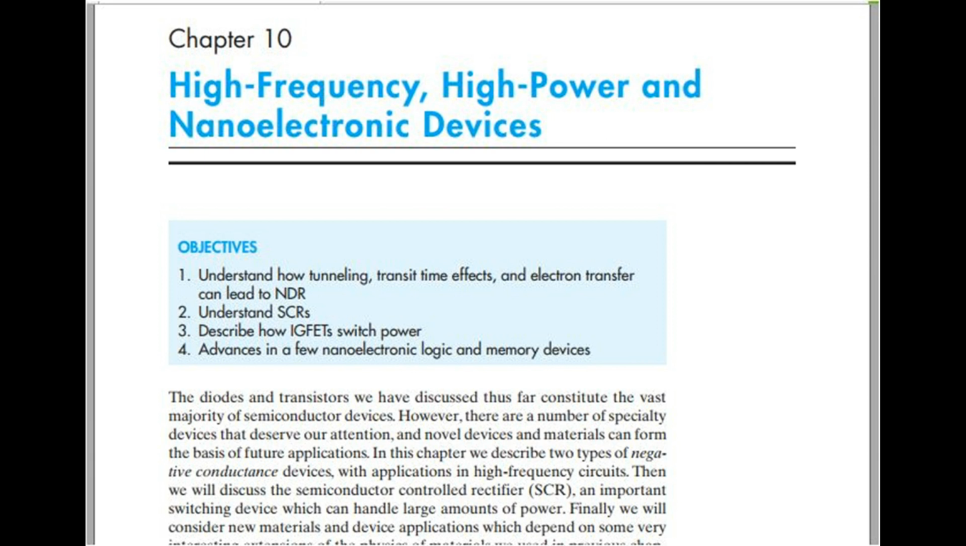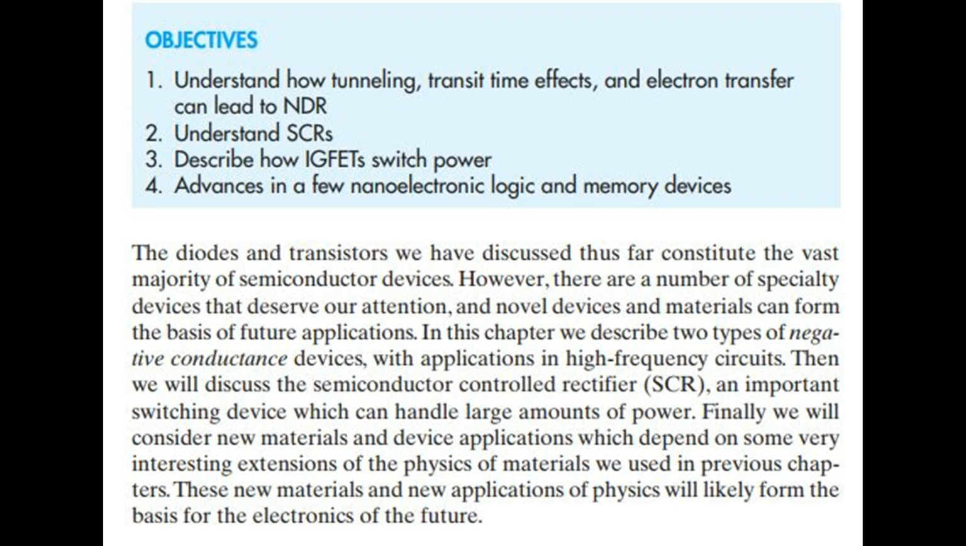2. Understand silicon-controlled rectifiers. 3. Describe how insulated gate field effect transistors switch power. 4. Advances in a few nanoelectronic logic and memory devices.